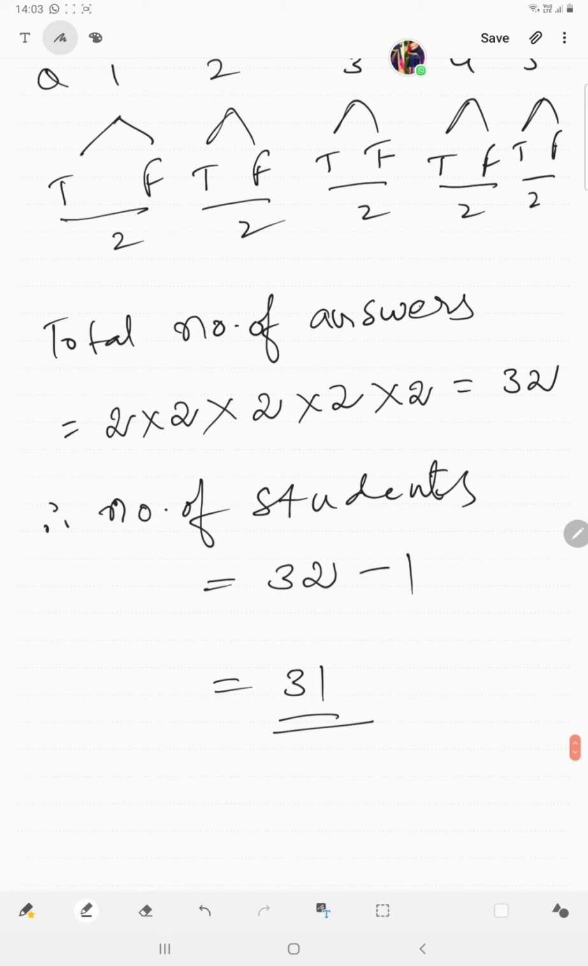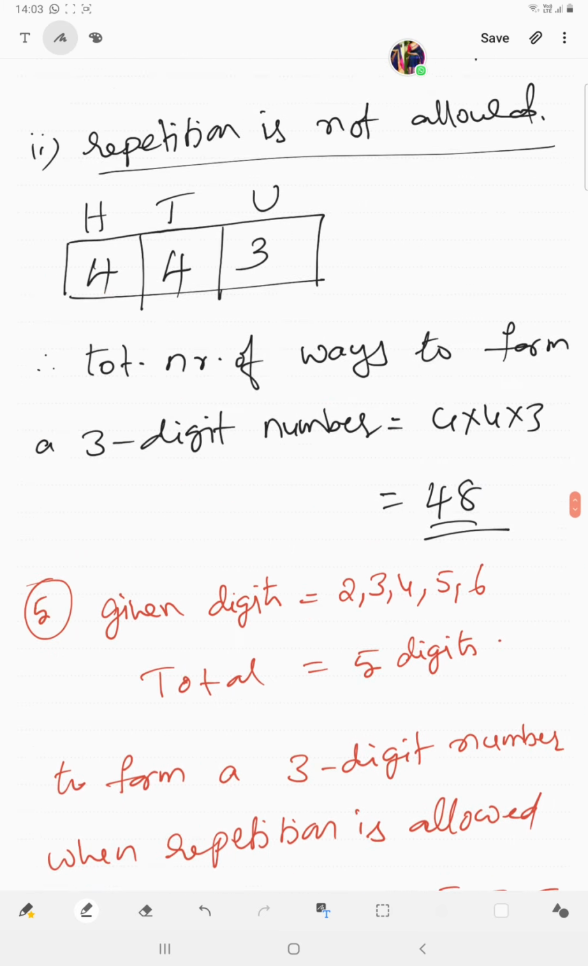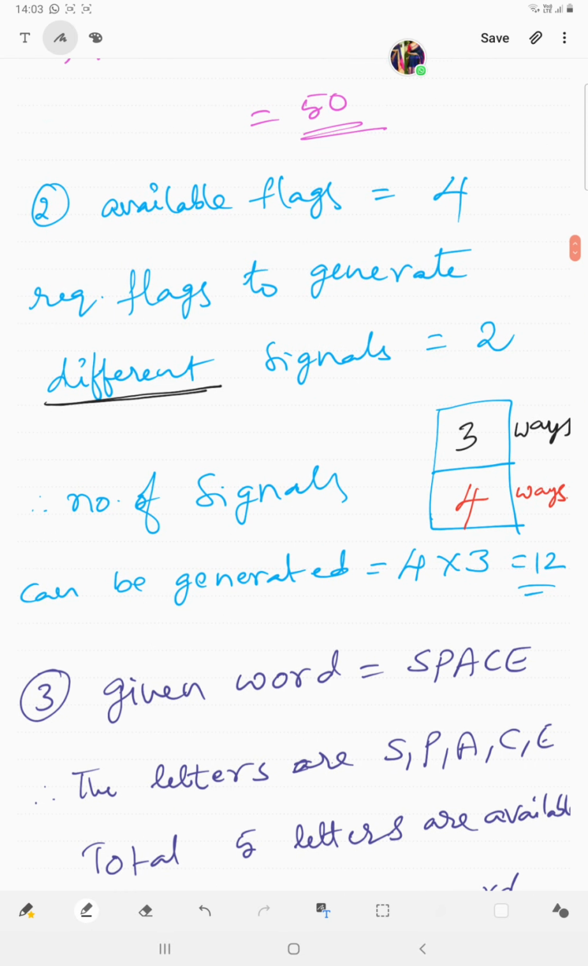So this is the last question for today's session. Complete all these 7 questions in your classwork and tomorrow we will discuss next questions. Okay?